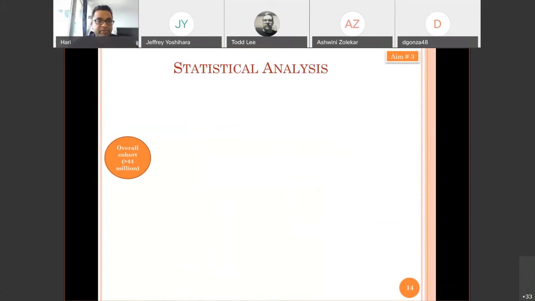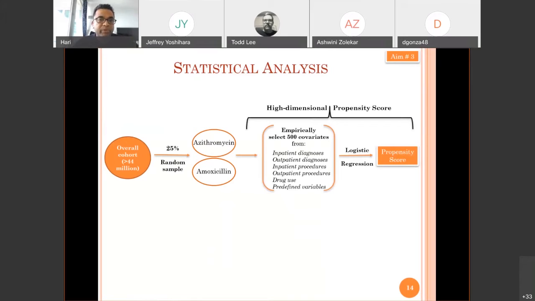Okay, so in terms of statistical analysis, before I get into it, I'm just going to give you a little bit of an overview. Like I said, azithromycin is prescribed very routinely. So between 2009 and 2015, we had over 44 million patients who were prescribed either azithromycin or amoxicillin. This was a very large cohort, and for the purpose of efficiency, we looked at a random sample, which was 25% of that 44 million, in order to generate our propensity score. And what we used here was a high dimensional propensity score to control for unmeasured confounding.